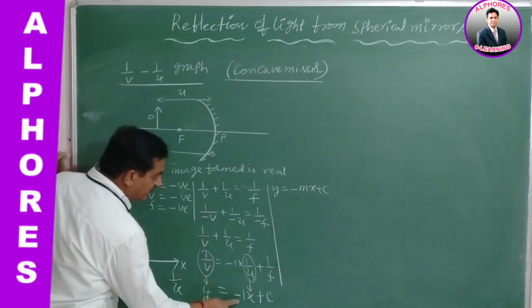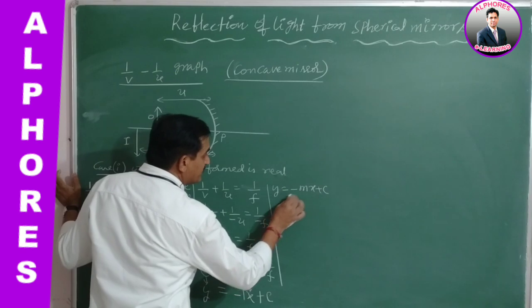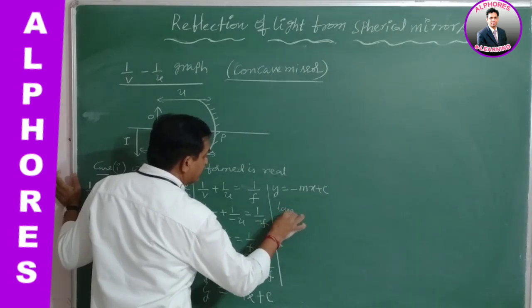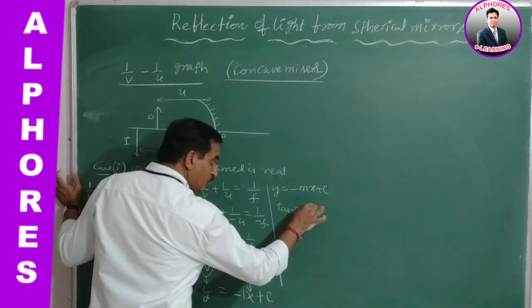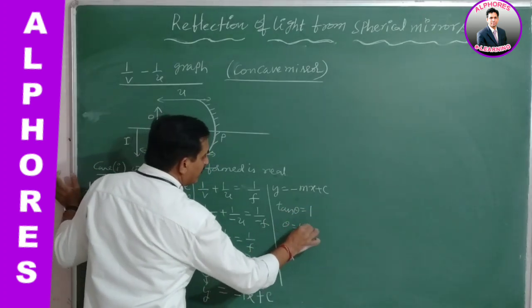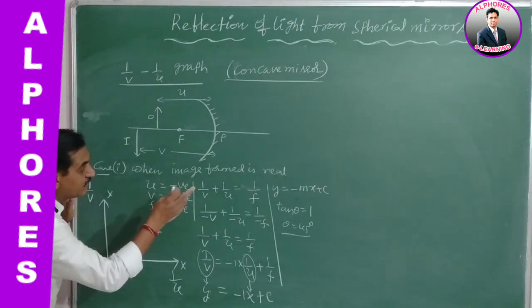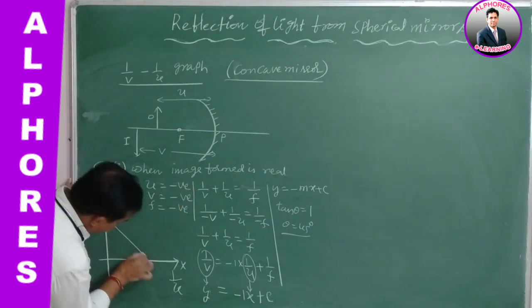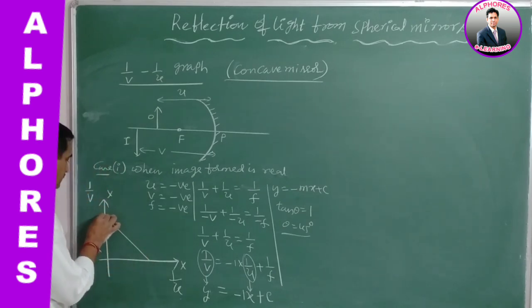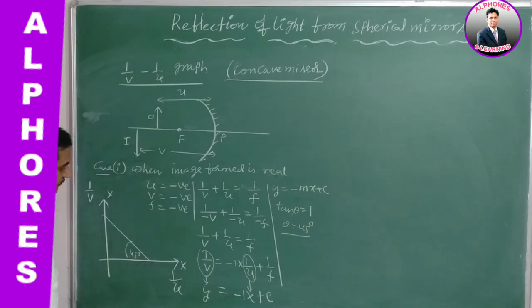So the slope is negative. How much slope here? M is equal to 1. Slope is 1 means tan theta is equal to 1, so the magnitude of theta is 45 degrees. Right? We are taking the nature of the graph like this. This is the graph, so this is a 45 degree angle.